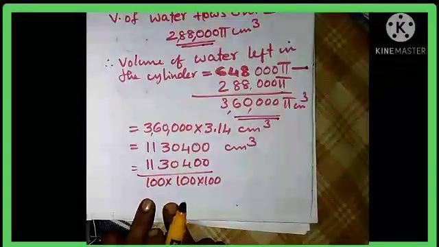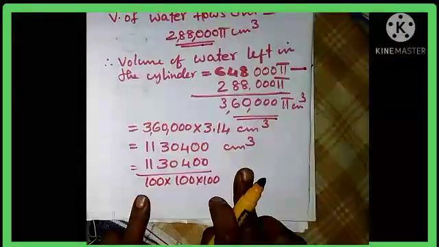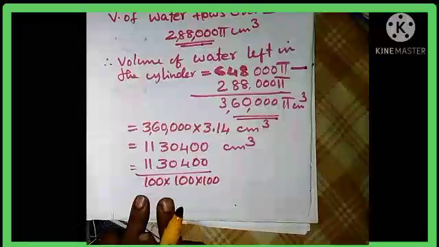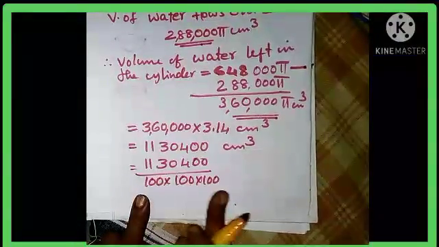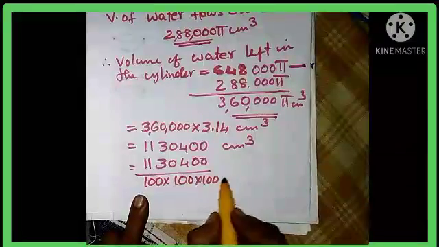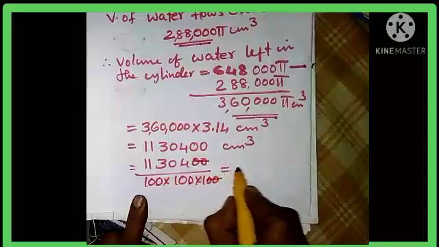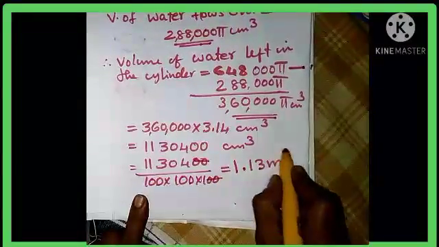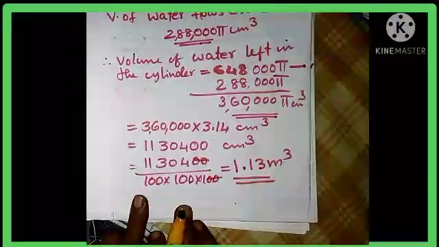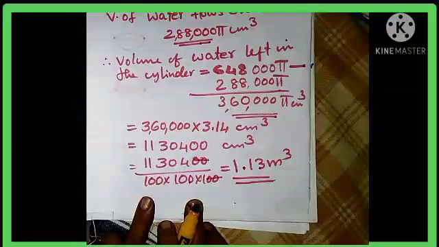Why? Because 1 meter equals 100 centimeters. Here the measure is centimeter cube, so we need to change centimeter cube into meter cube. For that, divide by 100 into 100 into 100. We can cancel 2 zeros here, and then 4 zeros, 4 places. That is 1.13 meter cube. This much water is left in the cylinder. Can you understand the question? Okay.